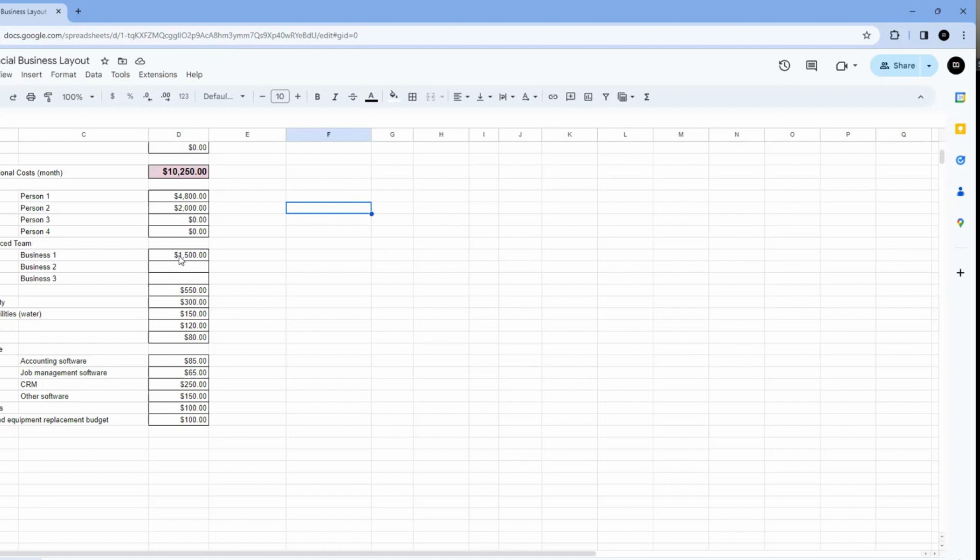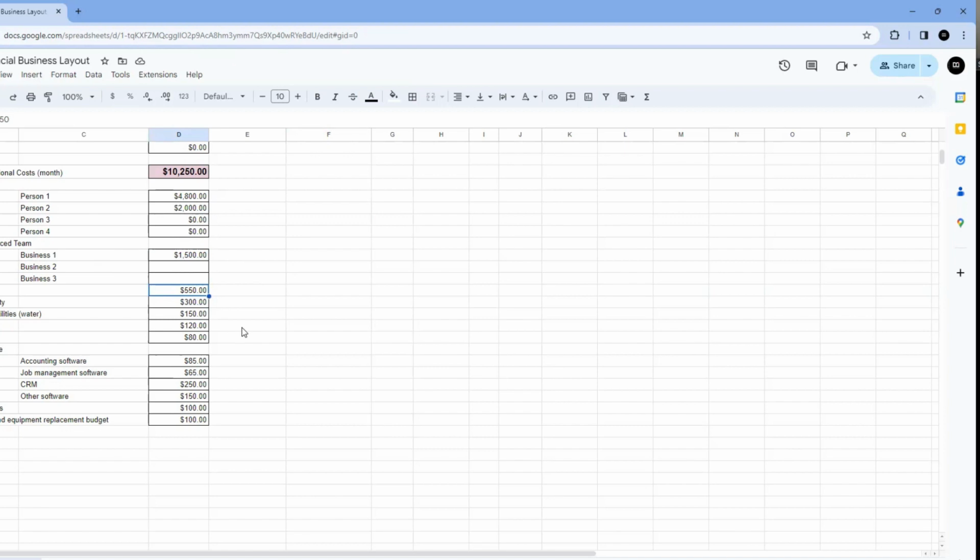Let's have a look here. Outsourced team. Now, this is any kind of outsourced business that you engage into your business. So let's say this is a marketing business. So we're going to get a marketing agency to work for us. Our contracted cost with them is $1,500 a month. And that's probably all we're going to run outsourced at the moment. You could outsource a number of other factors in your business. You would just add more items in there.